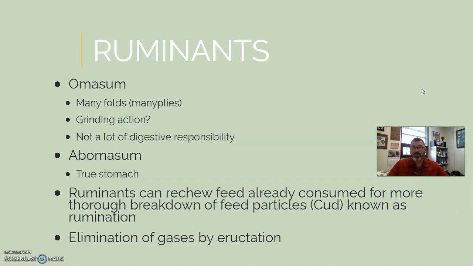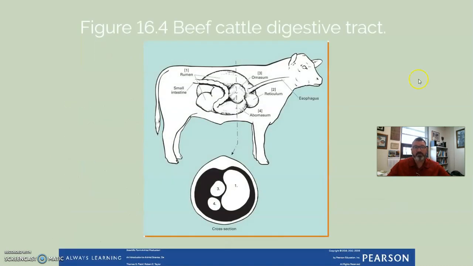As a consequence, of course, of fermentation, we have gases that we have to get rid of. Otherwise, we have some bad things that could occur. But those gases are belched out through an eructation process. So cows will always be burping, getting rid of that extra methane gas that's going to be a byproduct of that fermentation.